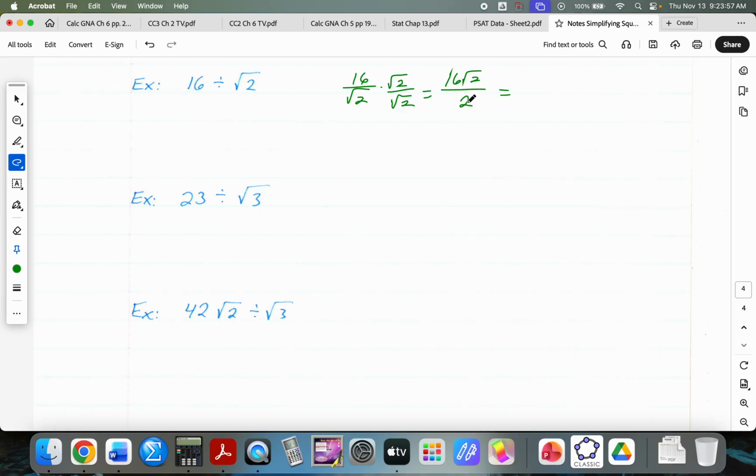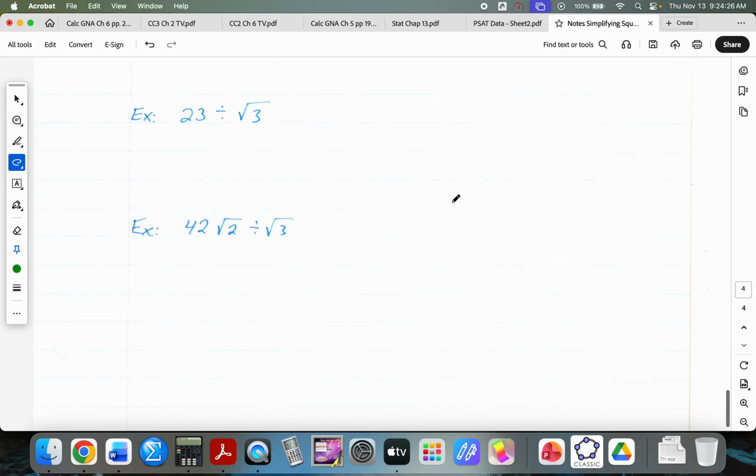And then I can divide the 2 into the 16 because they are both whole numbers. 2 into 16 is 8, so this is 8 square roots of 2. You're going to do problems like this so often that many of you will get to the place where you don't write any of this down and you just go straight to 8 square roots of 2.